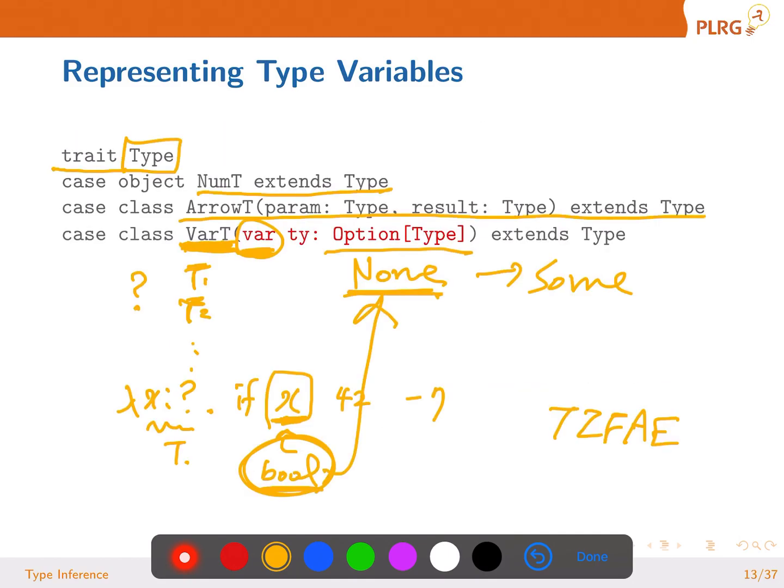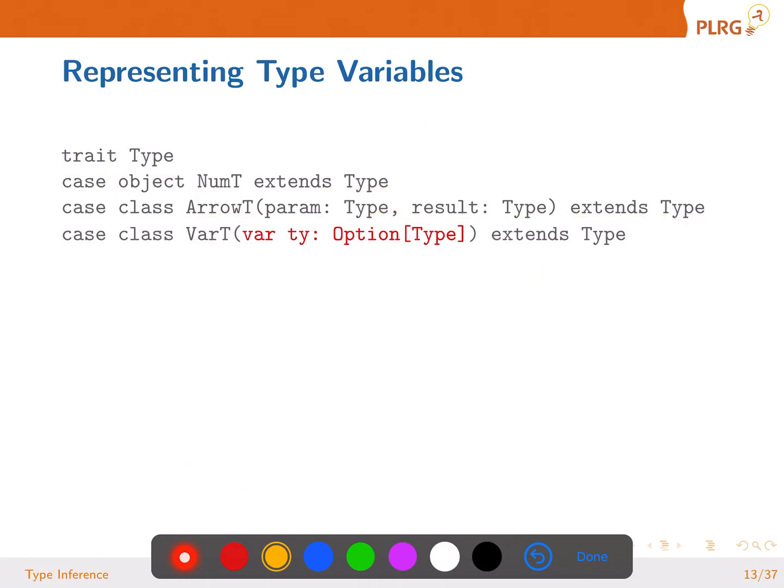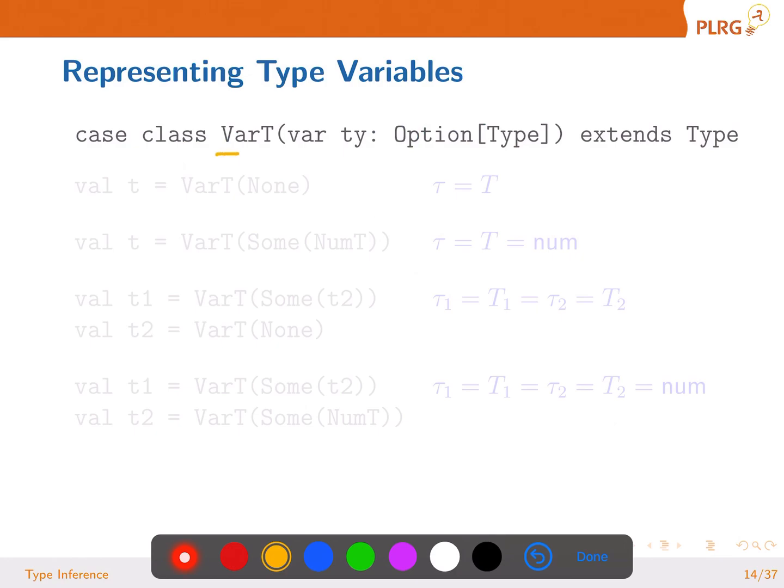As we already saw, type is a trait. Type is either num t, arrow t, or var t. So what is var t? That's just a type variable, right? We don't know what it is. We don't know what that represents. So in the beginning, it's going to be var t with the simplest thing, none. Var t none is just t, right? When we say in Scala, val t equals var t open none close, what we are saying in type inference or in the rules is tau is t.